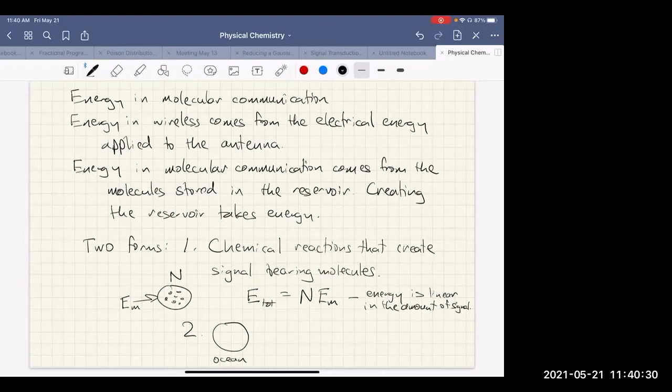So I can start with seawater, which is salty. Let's use the color blue for water molecules here, and the color red for salt molecules, of which there are a few. And I'm going to create a reservoir like this. I'm going to pull as many salt molecules as I can and as few water molecules as I can, and create this reservoir that's mostly salt. It's much more concentrated than the sea.